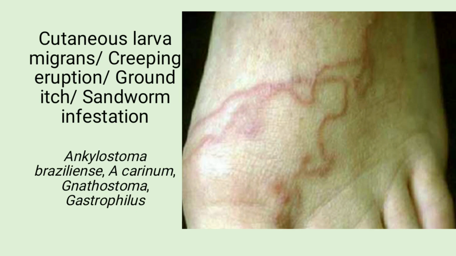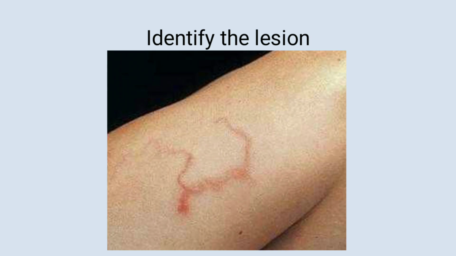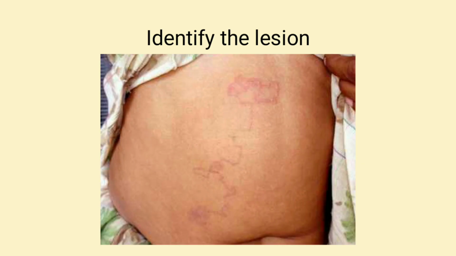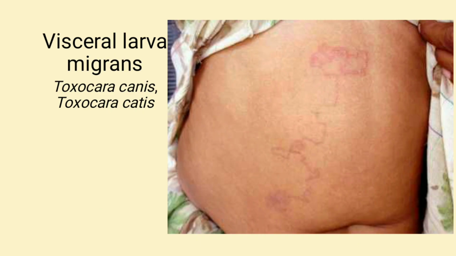Identify the lesion. This is cutaneous larva migrans, creeping eruption, ground itch, sandworm infestation caused by Ancylostoma braziliense, Ancylostoma caninum or Gnathostoma. Identify the lesion. This is larva currens caused by Strongyloides. Identify the lesion. This is visceral larva migrans caused by Toxocara canis or Toxocara cati.